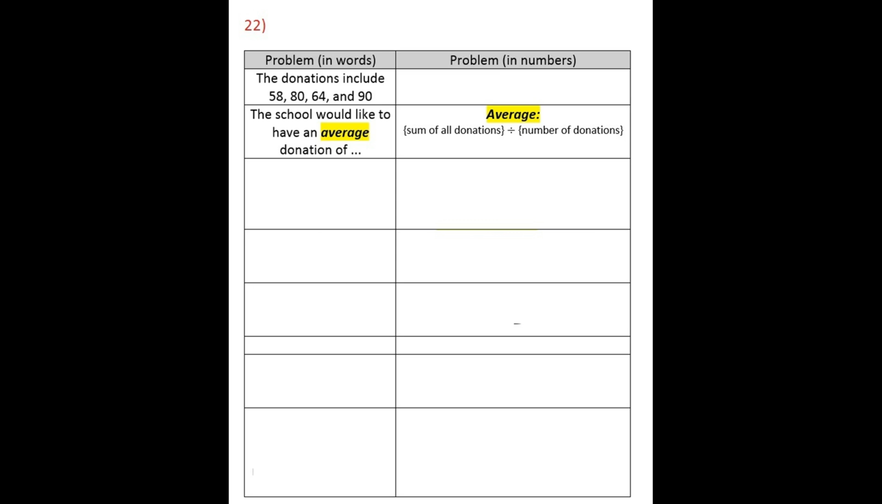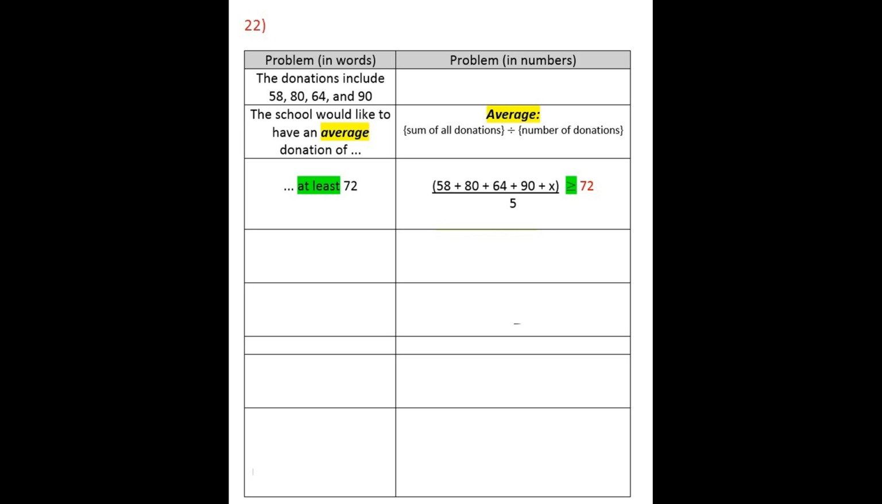So now if we look at number 22, we have a series of classes, 5 classes, and they're going to each donate a certain number of items. And the school would like to have an average donation of. And before we go any further, remember what an average is. It's the sum of all the donations divided by the number of donations. So in other words, the number of classes that are making donations.